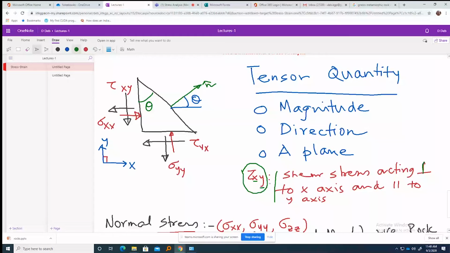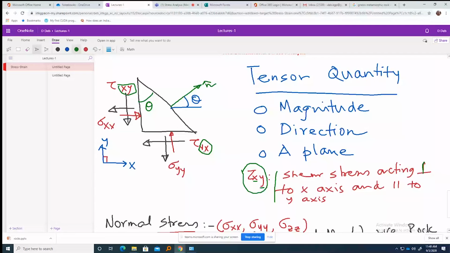So this shows it is acting perpendicular to the x-axis. You see this one: perpendicular to the x-axis, and its direction is parallel to the y-axis. That's why this is tau xy. So this one will be tau yx, because it's perpendicular to the y-axis and parallel to the x-axis. That's why it is written yx. So remember the meaning of the subscripts.